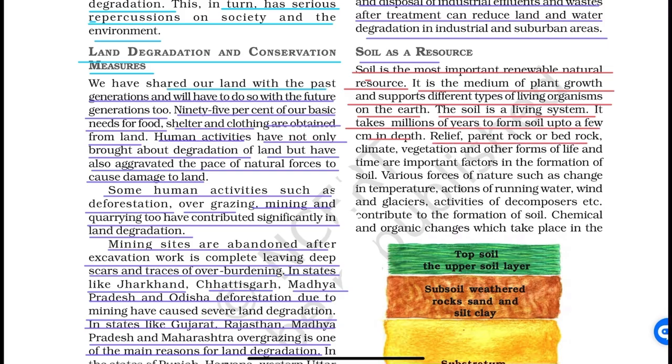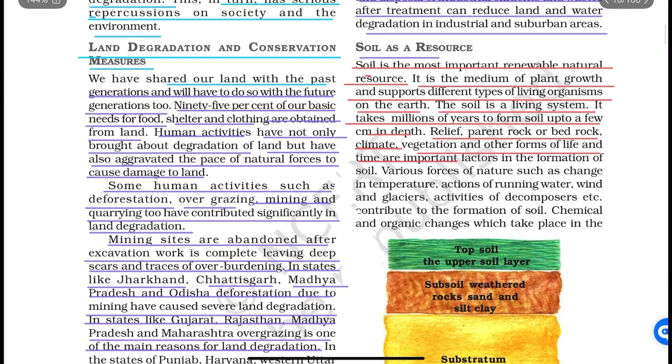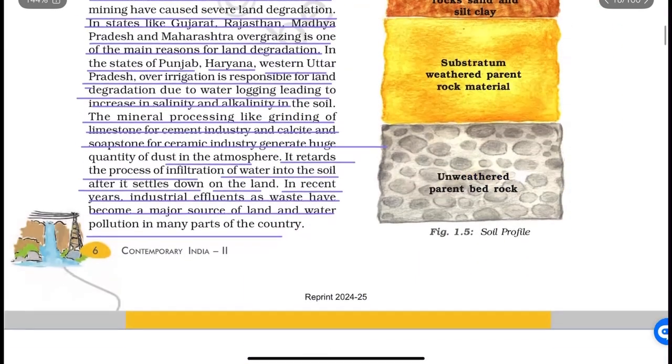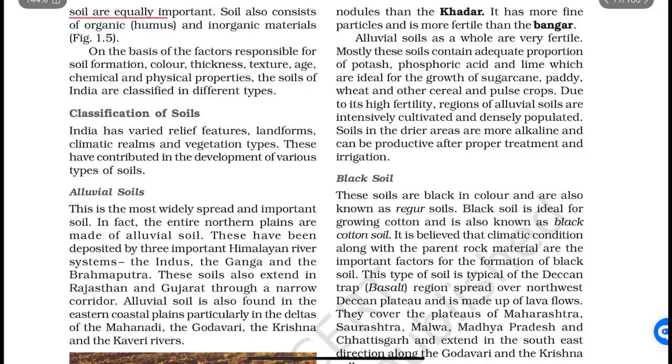Relief pattern, parent rock or bedrock, climate, vegetation, and other forms of life and time are important factors in the formation of soil. Various forces of nature, such as change in temperature, actions of running water, wind and glaciers, activities of decomposers, etc., contribute to the formation of soil. Chemical and organic changes which take place in the soil are equally important. Soil also consists of organic, humus, and inorganic materials. On the basis of factors responsible for soil formation, color, thickness, texture, age, chemical, and physical properties, the soils of India are classified in different types.